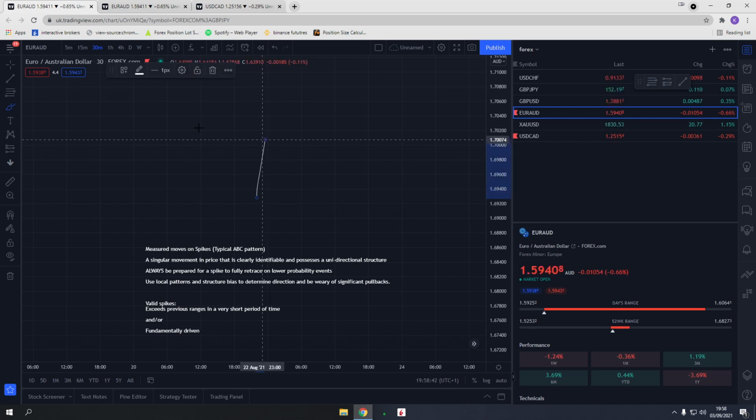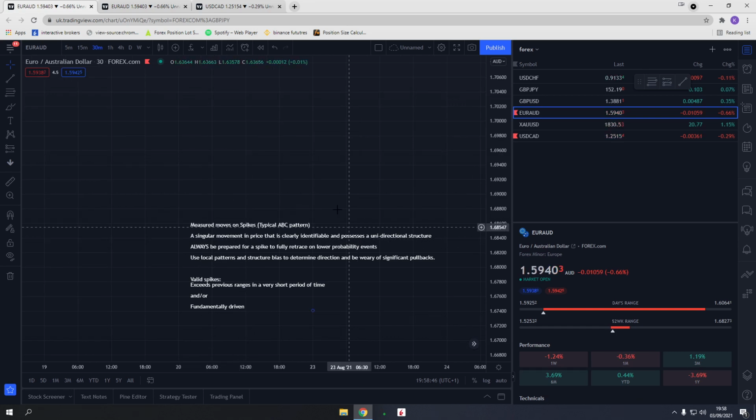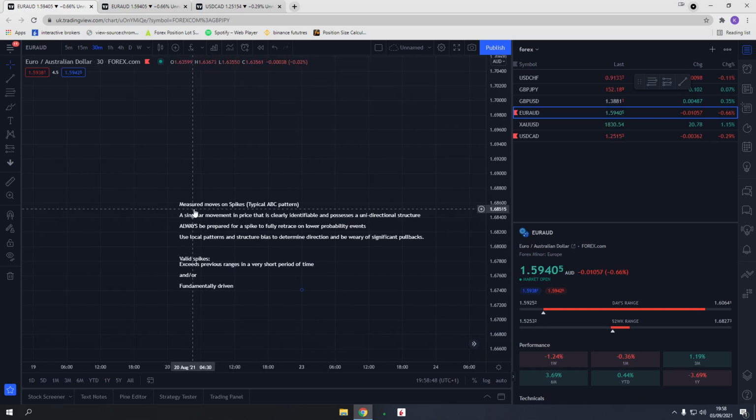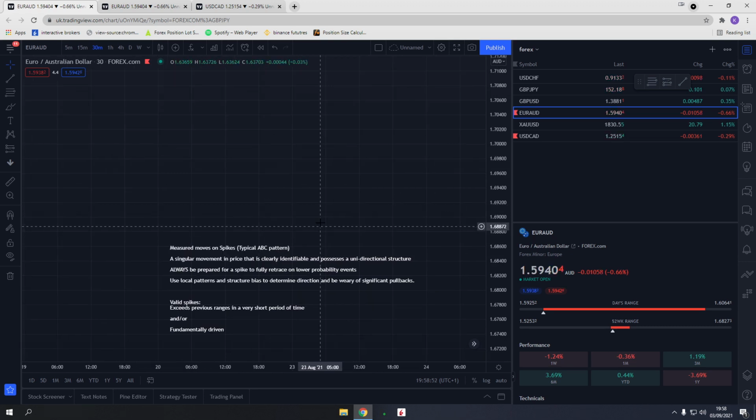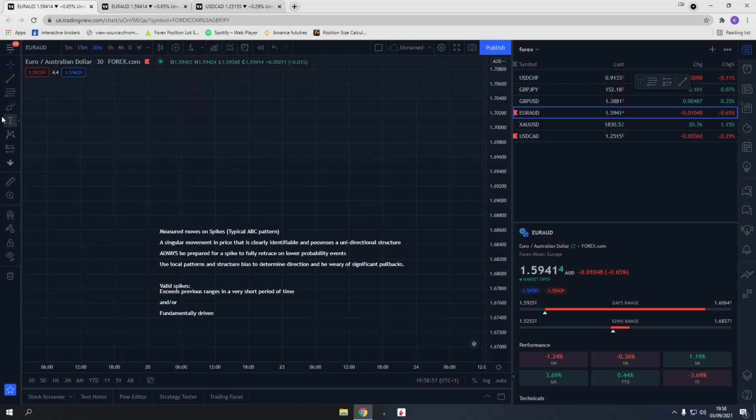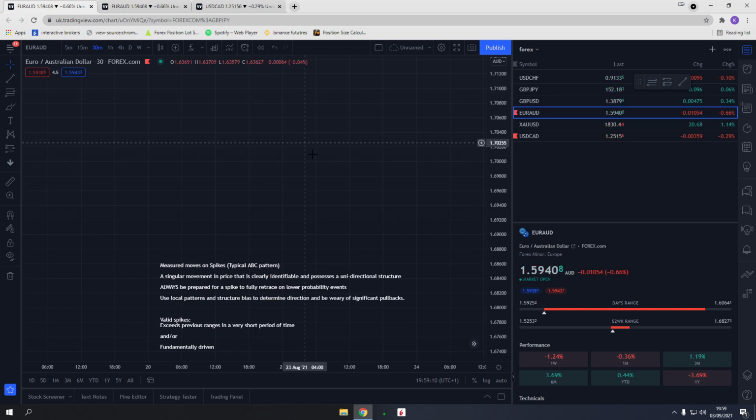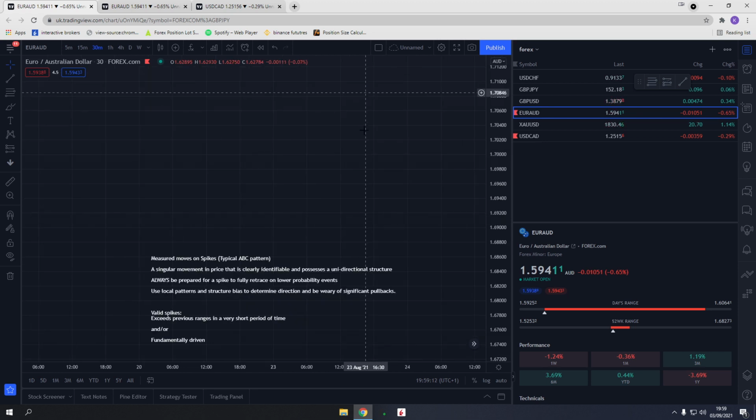So we have here some clarification points. What actually is a spike? A spike is just a singular movement in price that is clearly identifiable, which is very, very important to consider, because this isn't a spike, this is a spike. You want it to be very, very noticeable, therefore other traders will be noticing it as well, which increases the likelihood of that spike retracing and then continuing that move to the upside.